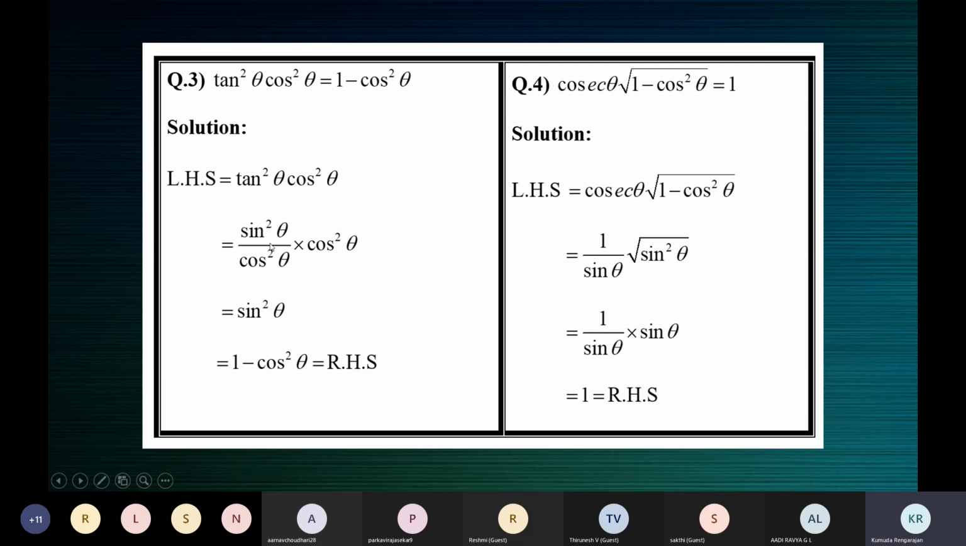So tan square theta, sin square theta by cos square theta into cos square theta. Cos square theta cancels out. So sin square theta. But the RHS is not sin square theta, it's different. But we know that sin square theta is 1 minus cos square theta. Sin square theta is nothing but 1 minus cos square theta, which is the RHS. Here, cosecant is 1 by sine. 1 into root of 1 minus cos square theta, root of sin square theta, sin theta, cancels, 1, which is the RHS.